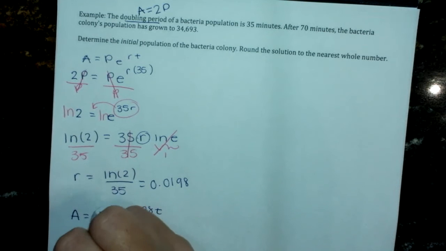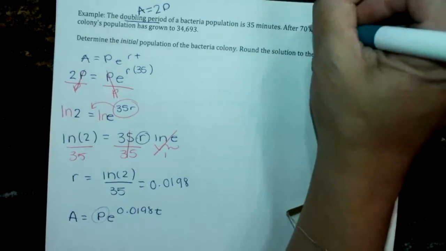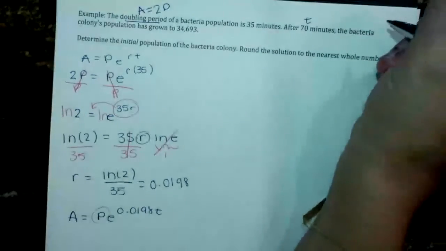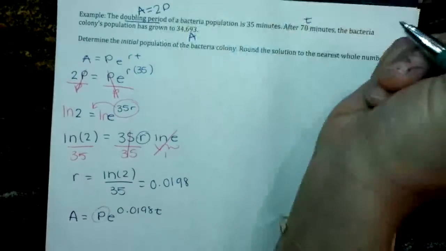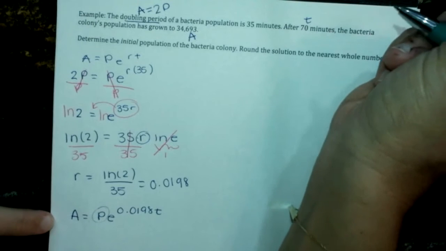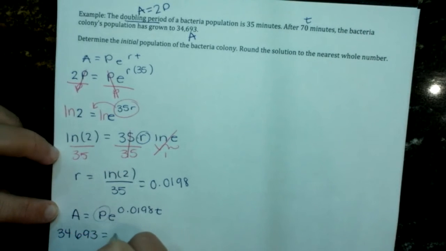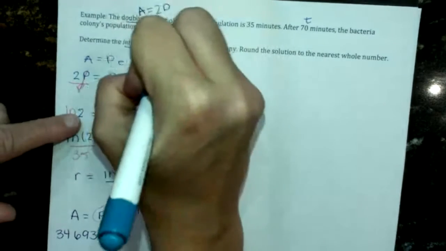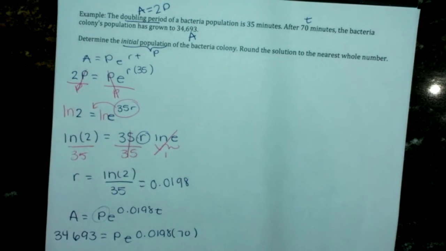We're trying to find our initial population, so we're still trying to find P. It gives us something else. So after 70 minutes, so now this is a T value, the bacteria will grow to a new A value of 34,693. So let's plug that in. So our new A is 34,693 equals P. We don't know P, that's our initial population that we're looking for. E to the 0.0198 T, which they said was 70 minutes.